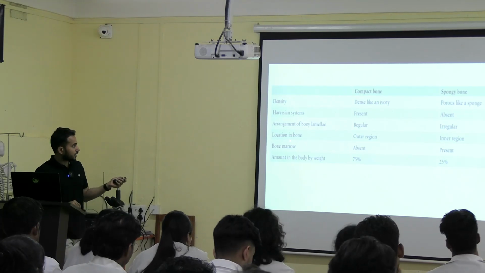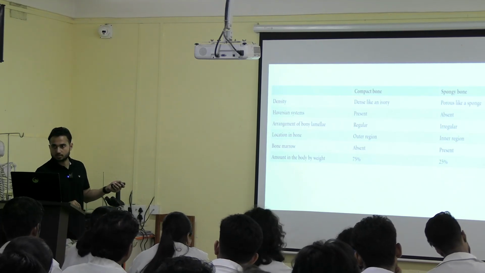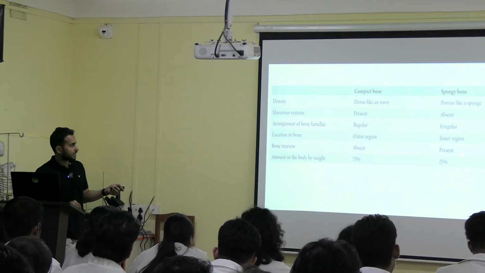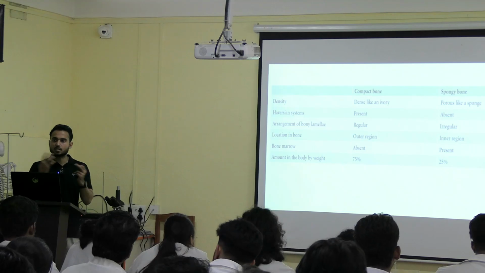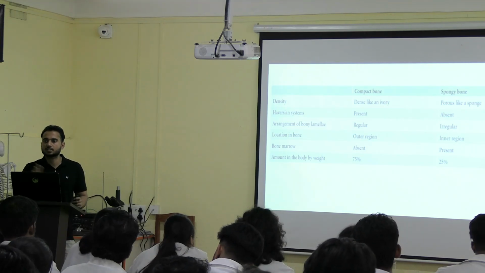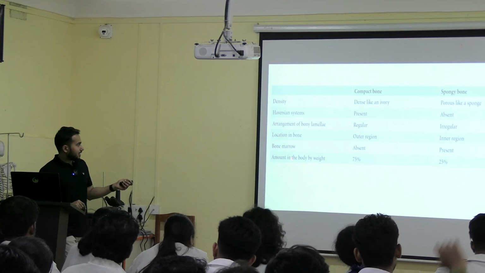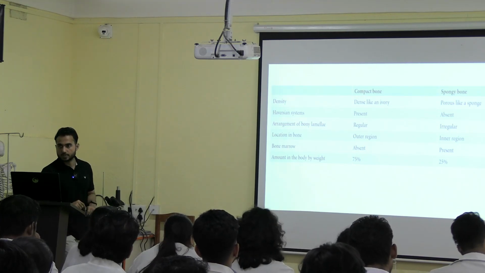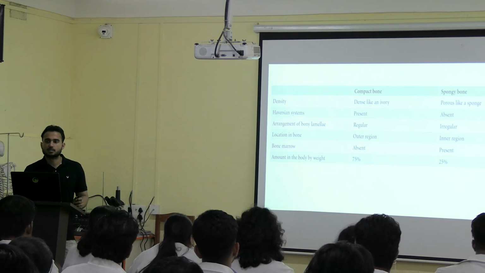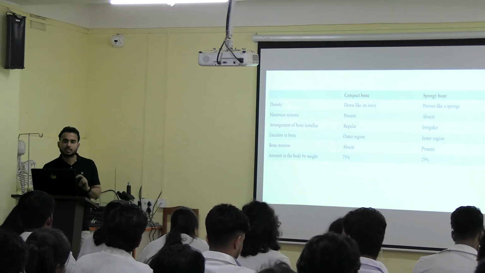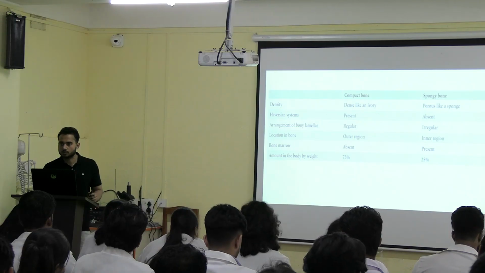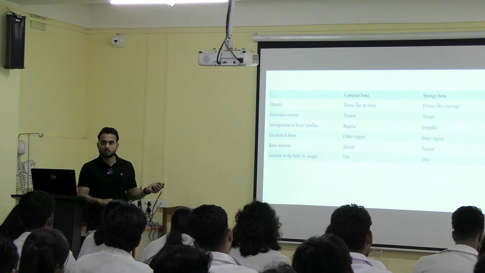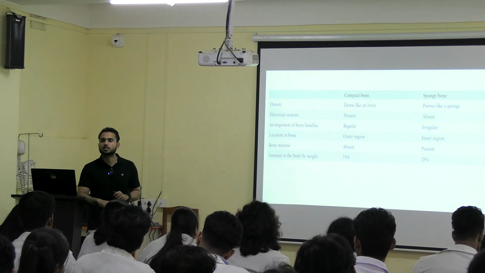Location: outer region for compact bone, and inner region for spongy bone, which I have shown you in the diagram. Next, bone marrow is absent in compact bone and present in spongy bone. As I said, around the bone marrow, the bony part which is present is nothing but the spongy bone. Body weight is 75% compact bone and only 25% spongy bone. This comparison chart will help you understand the differences between the spongy bone and the compact bone. Now we'll go to the microscopic structure.